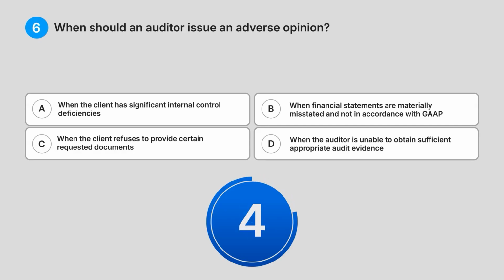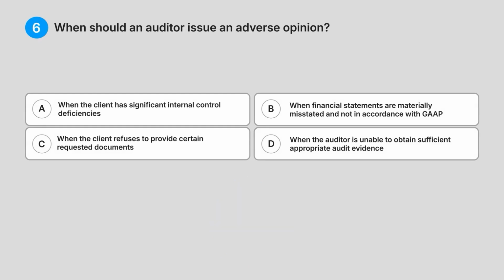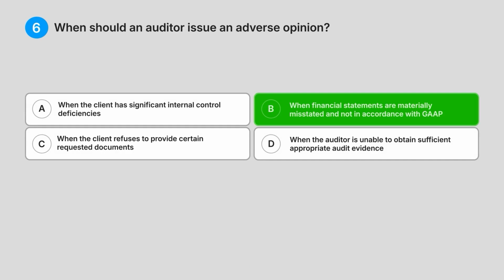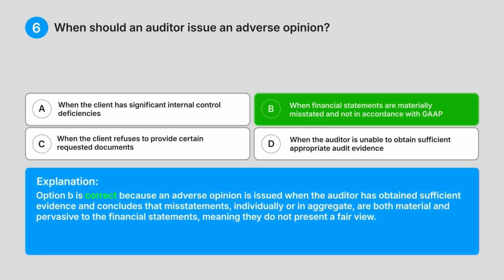Do you know the answer? Correct answer, B. When financial statements are materially misstated and not in accordance with GAAP. Explanation. Option B is correct because an adverse opinion is issued when the auditor has obtained sufficient evidence and concludes that misstatements, individually or in aggregate, are both material and pervasive to the financial statements, meaning they do not present a fair view.